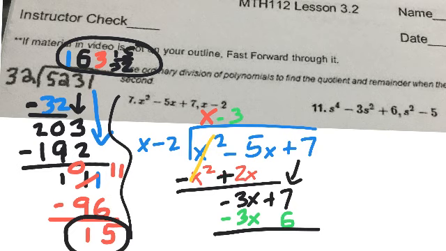Now, when I subtract these, I'm going to have to change the sign of everything. So this becomes positive and this becomes negative. Negative 3x plus 3x is 0. 7 minus 6 is 1.